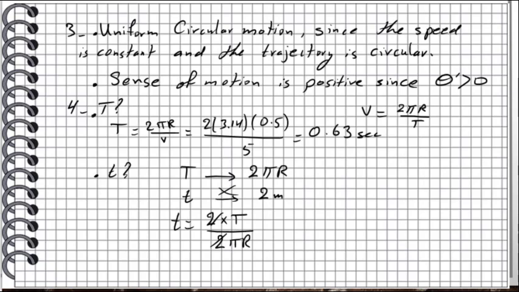2 with 2 will cancel, and the period I get is 0.63 divided by pi, which is 3.14, and the radius was 0.5, so t is 0.4 seconds. And application 1 is done.